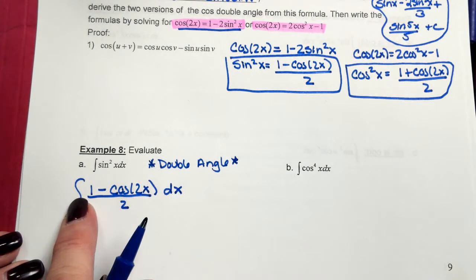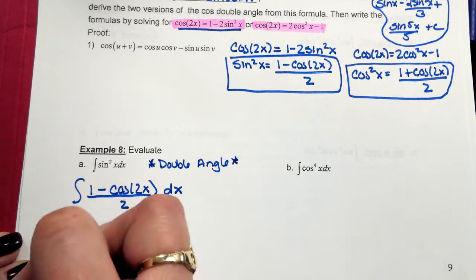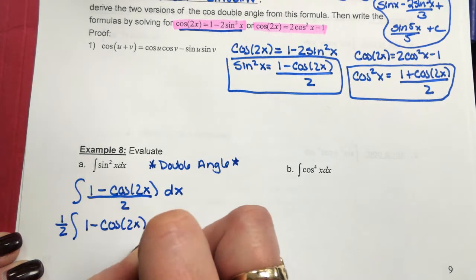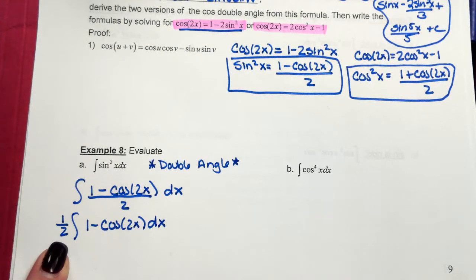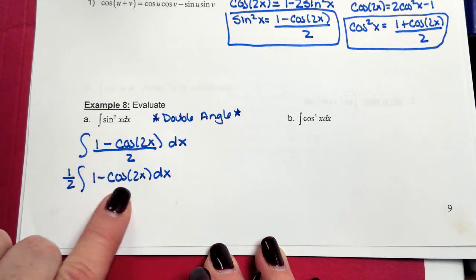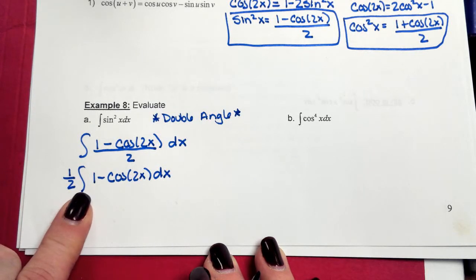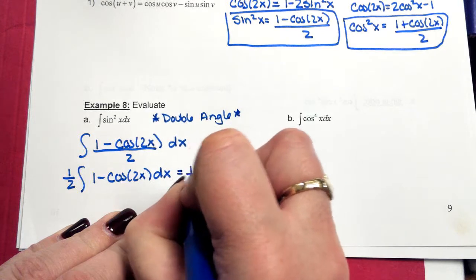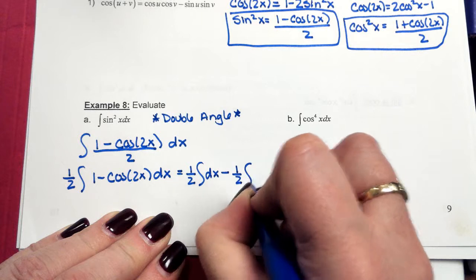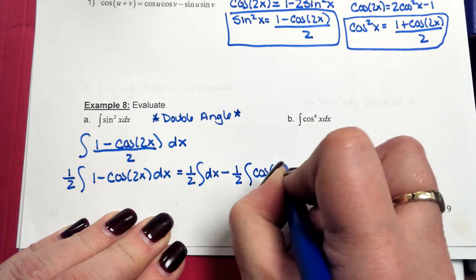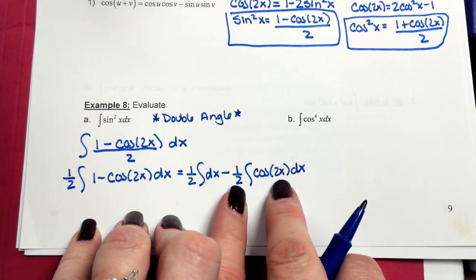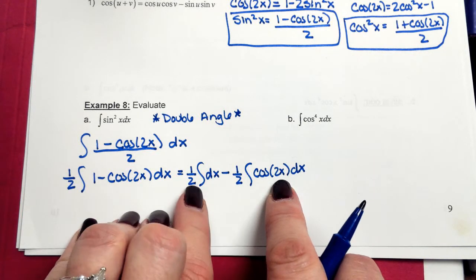So I can pull my 1/2 out of my integral, so I have 1/2 times the integral of 1 minus the cosine of 2x dx. Now you need to be really careful of this coefficient in front of your integral. You want to use your properties of integration, and you want to split this integral up into two separate integrals. So this will be 1/2 times dx minus 1/2 times the integral of cosine of 2x dx. Because especially you're going to end up doing a u sub, which is going to change the coefficient in front of this integral, but not this one.